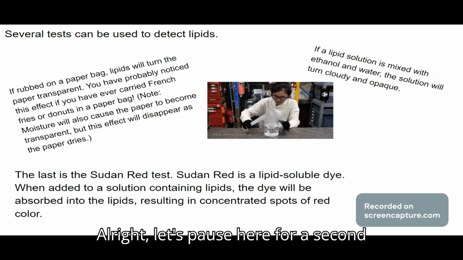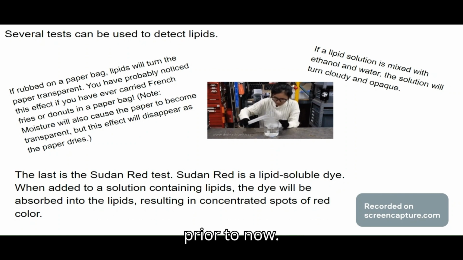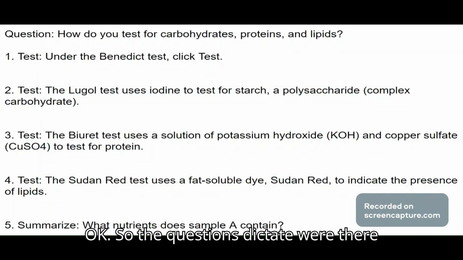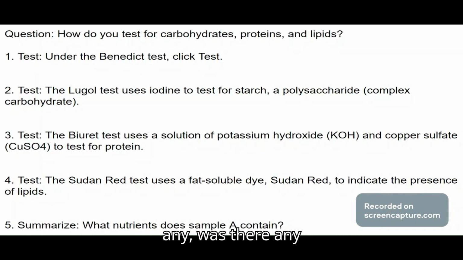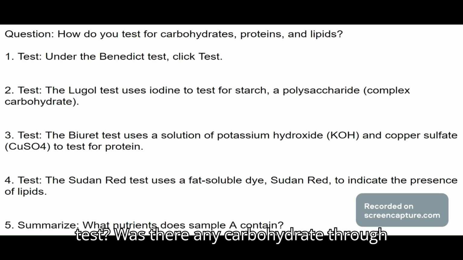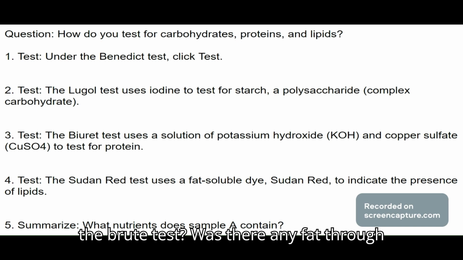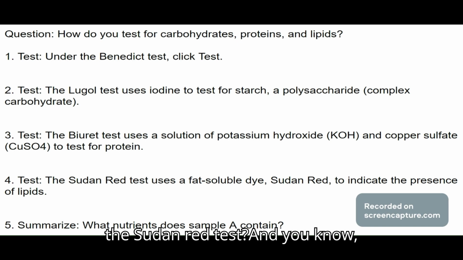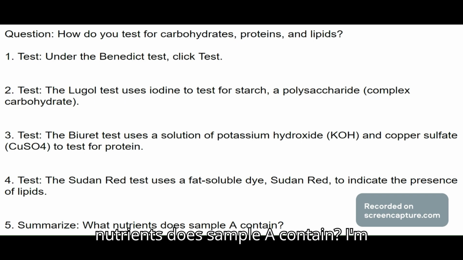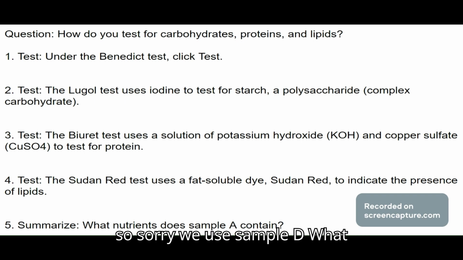All right, let's pause here for a second and I want you to answer the questions prior to now. The questions ask: was there any carbohydrate through Benedict's solution test? Was there any carbohydrate through the Lugol test? Was there any protein through the Biuret test? Was there any fat through the Sudan red test? Based on these answers, what nutrients does sample A contain? I'm so sorry, we use sample D. What nutrients does sample D contain?